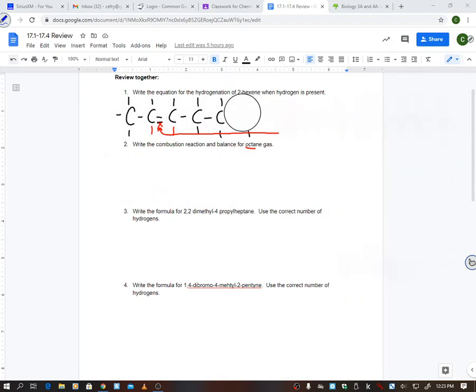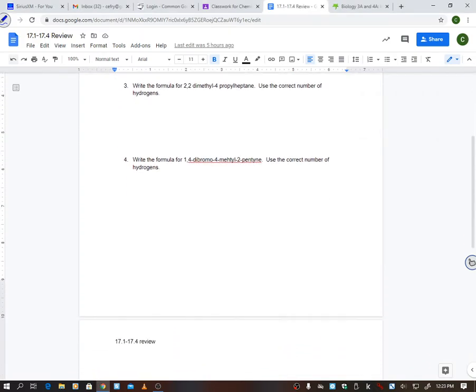Let's go down now. Those are our 2 reactions. You'll see those tomorrow. It says write the formula for 2,2-dimethyl 4-propyl heptane. Use the correct number of hydrogens. I'm going to be very big on that from here on out.